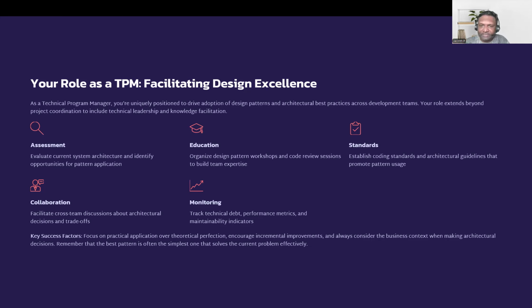That wraps up the design patterns short session. We covered what patterns are, where they came from, their categories, practical examples, architecture implications, and a technical project manager's role.